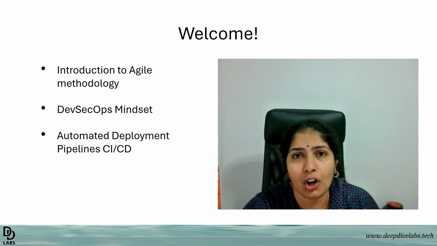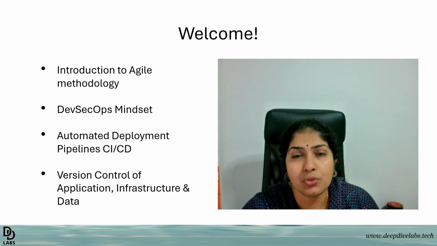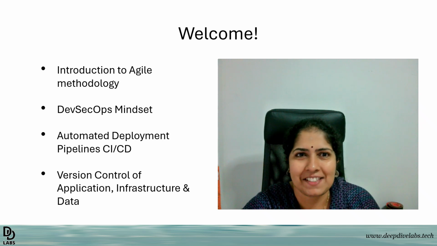And then we are going to talk about the automated deployment pipelines, which is essentially the continuous integration, continuous deployment pipelines, how it's becoming more and more relevant in organizations. And finally, version control. So till now we have talked about version control of application. So in this module, we are going to talk about how version control can be extended to infrastructure, data, your data models, etc. So let's get started.